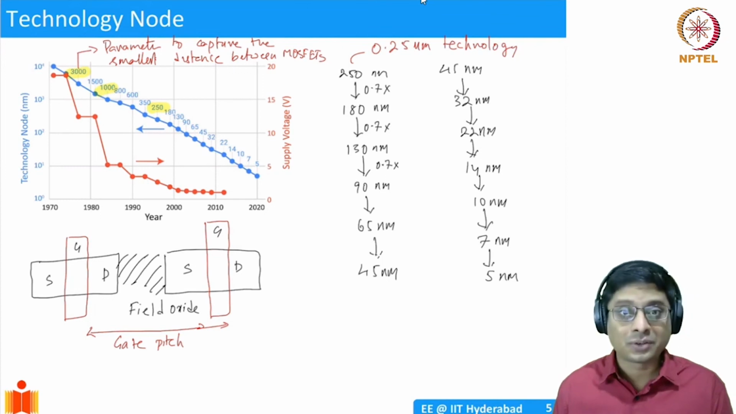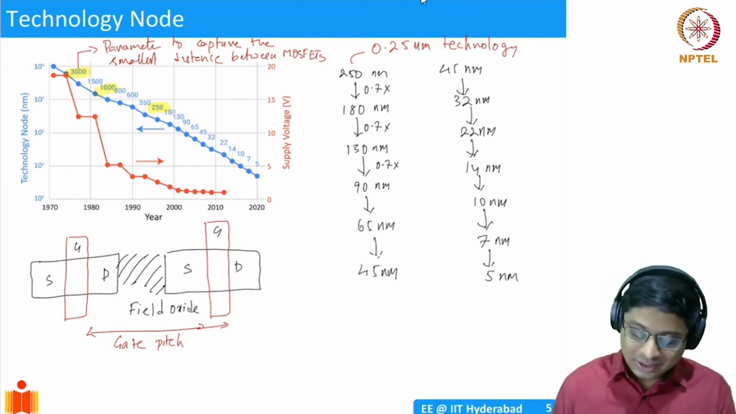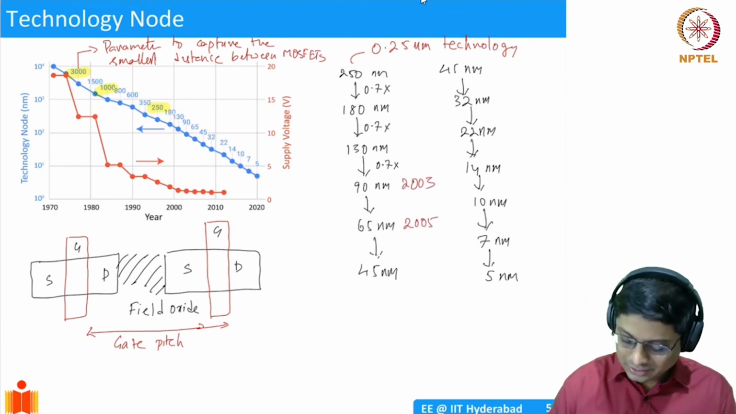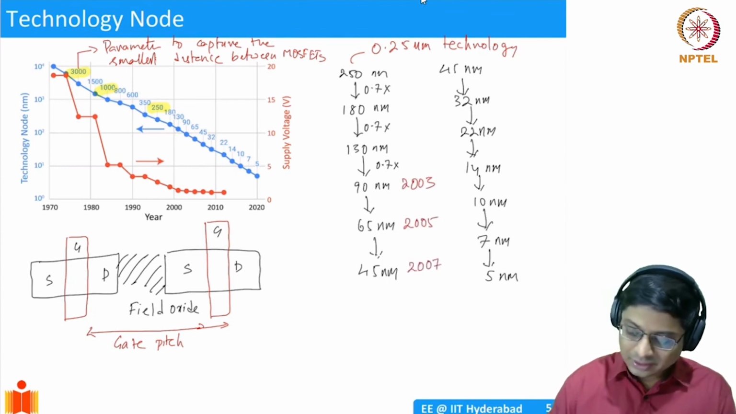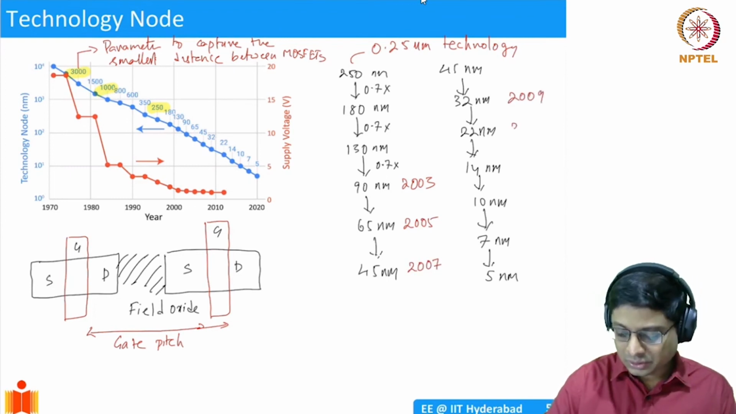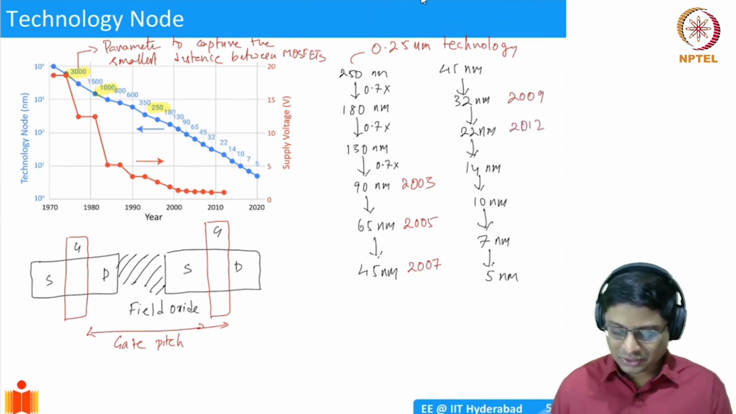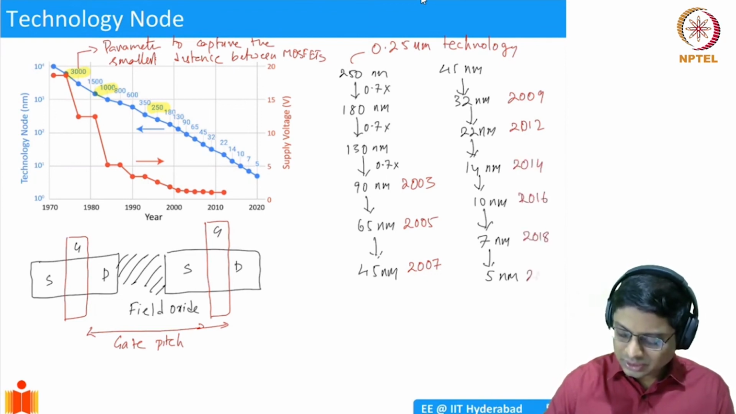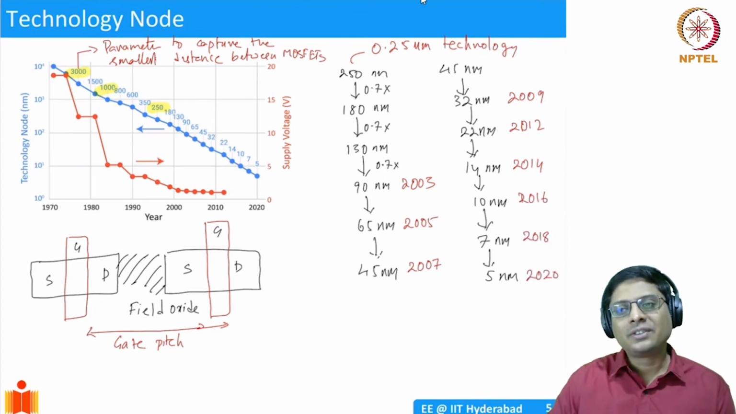The ones I remember or have encountered personally were basically 90, which I think was introduced in 2003, 65 in 2005, then 45 in 2007, and then 32 in 2009, 22 I think in 2012. It took a little bit of time because Intel introduced FinFETs there. And then 2014, 2016, 2018, and 2020. So what you're seeing is that every 2 years, the number of transistors on a chip is essentially doubling.